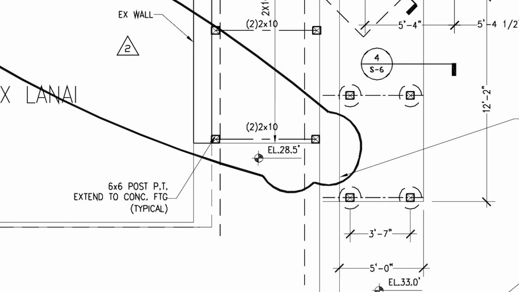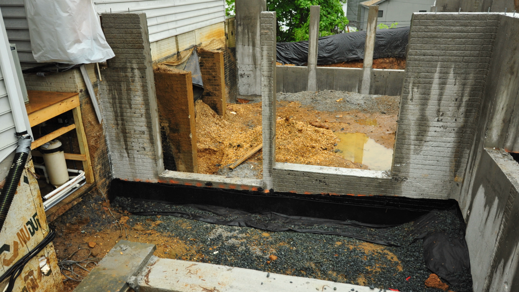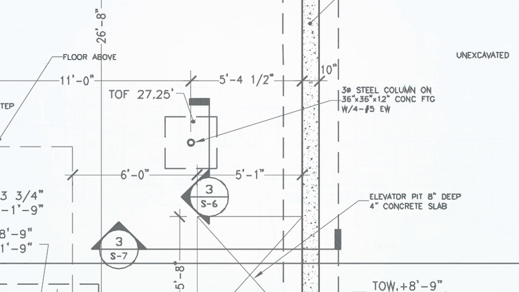So here we see some symbols that we haven't seen before. For instance, this is a 6x6 post that's pressure treated, extended to the concrete footing. Top of footing, 1 foot 4 inches. Top of wall, 8 foot 9 inches. So that's just giving additional information. When they poured these walls, they knew where to stop them to leave openings for the windows, because this level had windows that went in between these small concrete walls. And then here we see a steel column on a separate footing.